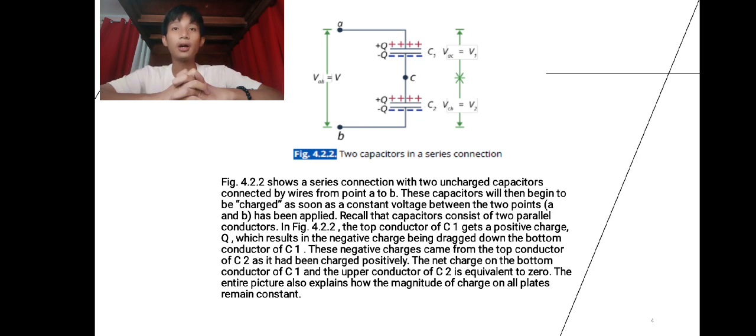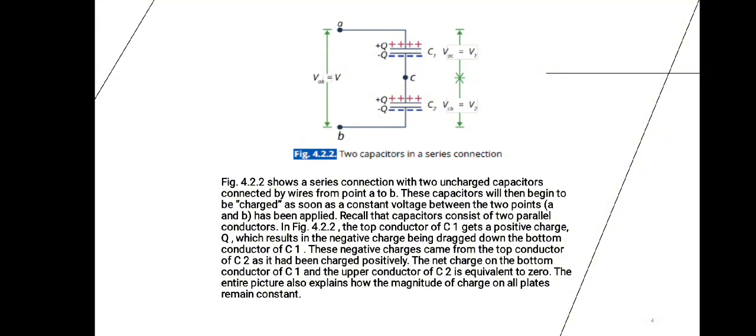In figure 4.2.2, the top conductor of C1 gets a positive charge, Q, which results in a negative charge being dragged down the bottom conductor of C1. These negative charges came from the top conductor of C2 as it has been charged positively. The net charge on the bottom conductor of C1 and the upper conductor of C2 is equivalent to 0. The entire picture also explains how the magnitude of the charge on all plates remains constant.